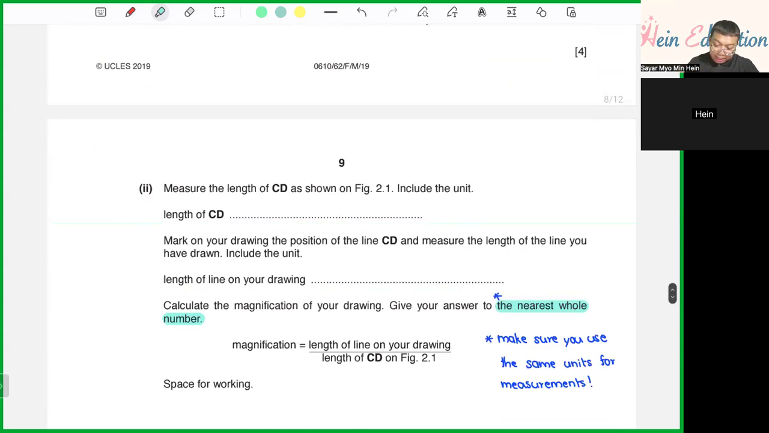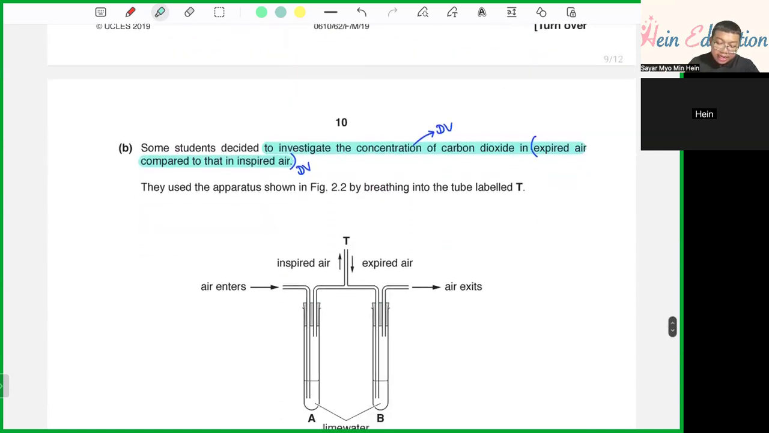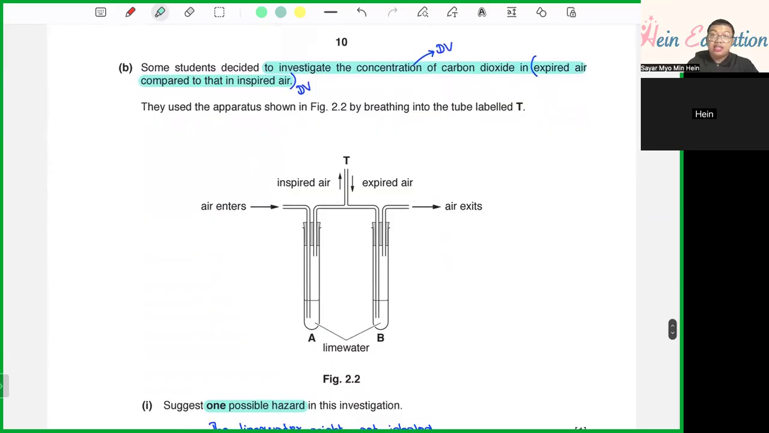Right? But in this case, I mentioned three visible ways. So make sure it has to be visible. You cannot write something that you learned from the class, right? So it should be visible from the diagram. So the healthy person's lungs have more alveoli and thinner alveolar walls, and also a larger surface area. So it should be in comparative form because you are comparing between a healthy person and a person with COPD.